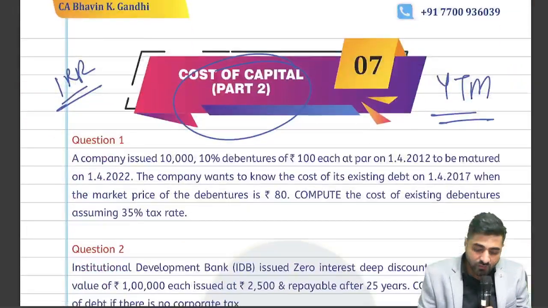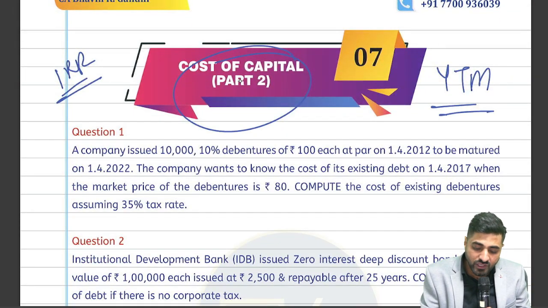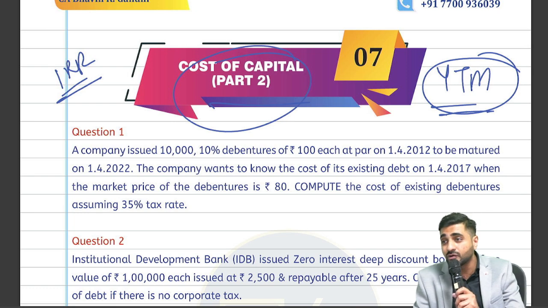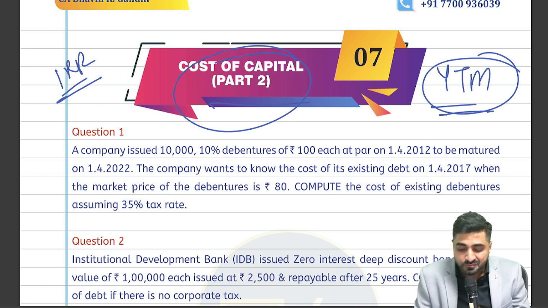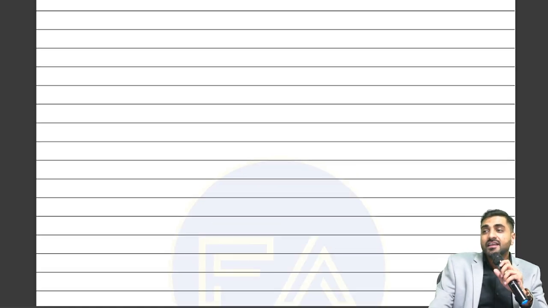Before we wind up, do you know there is this cost of capital part which I told you is pending? That is YTM. Now, what happens in this YTM is, in cost of capital, what you have done?